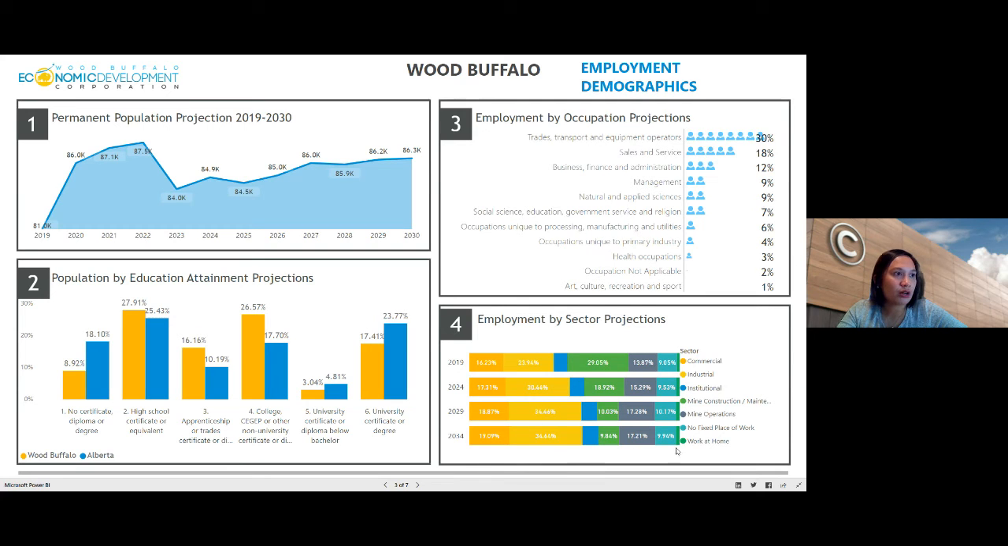And I love this little section here on number 4, employment by sector projections, because immediately, what am I seeing? I am seeing that industrial, which is the yellow section, makes up the most in these projections. And I'm seeing that the mine construction or maintenance, the green one, is going to be decreasing as projected. So that is something that is becoming quite intuitive when you're looking at the visuals instead of getting it in a Word document report, for example. So, just one of the many insights that you can immediately see using data analytics.